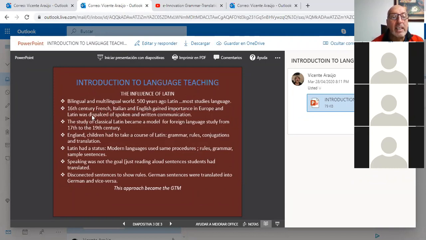In the 16th century, French, Italian, and English languages gained importance in Europe, and Latin was displaced. Mire esa palabra como la he escrito.